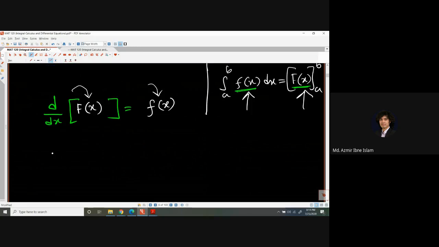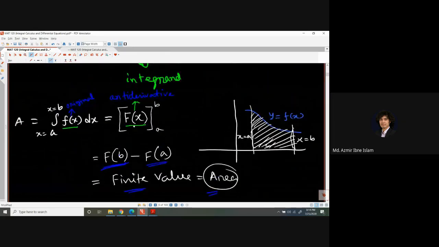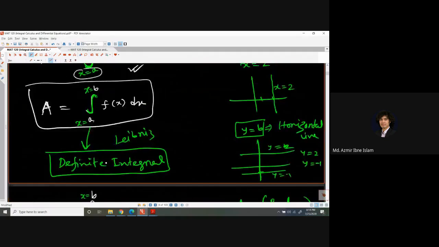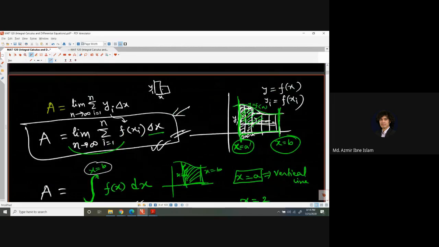Sir Isaac Newton and Gottfried Wilhelm Leibniz found that evaluating the antiderivative, or finding the antiderivative, is the same as adding up all the rectangles. Whatever concepts we have for the limiting concept, we will get the exact area if we sum up all the rectangles. If the number of rectangles is infinite, then the area under that curve will be exact.